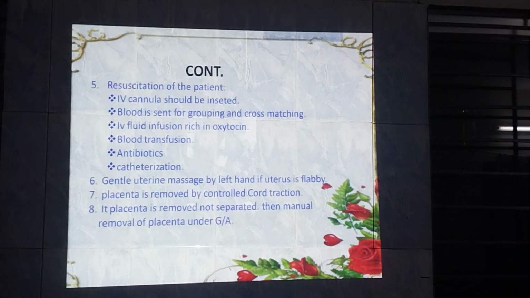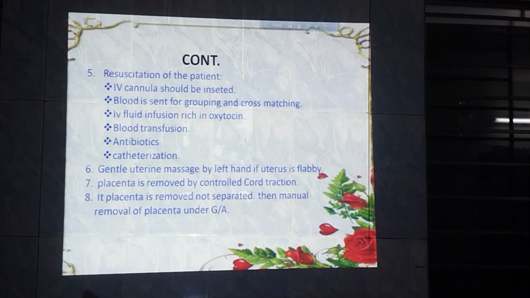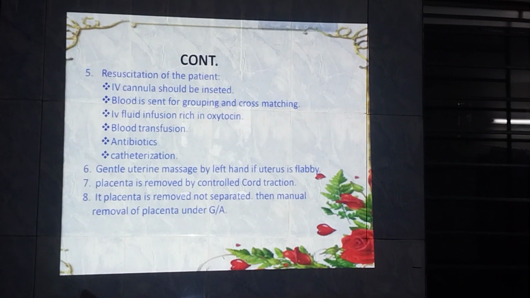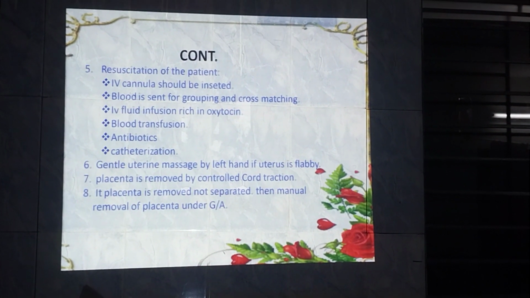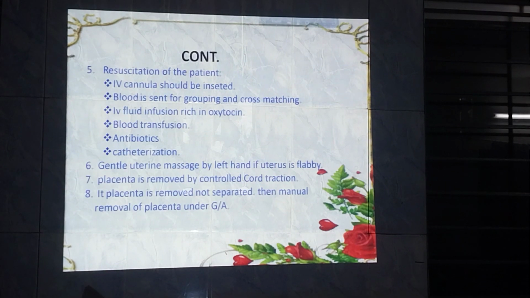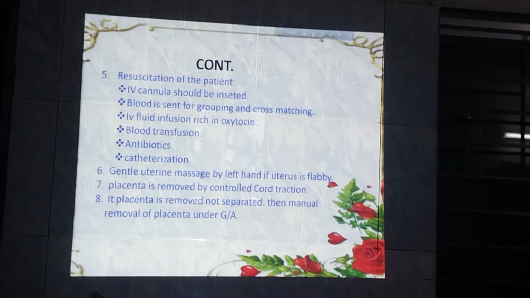Gentle uterine massage by left hand if the uterus is heavy. Placenta is removed by controlled cord traction. If the placenta is not separated, then manual removal of the placenta under general anesthesia.